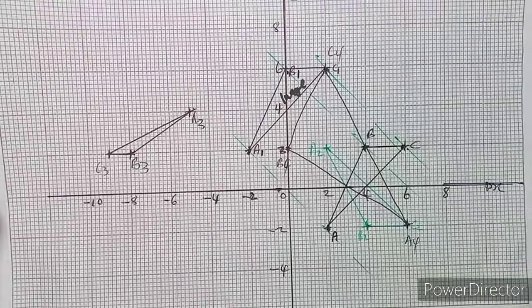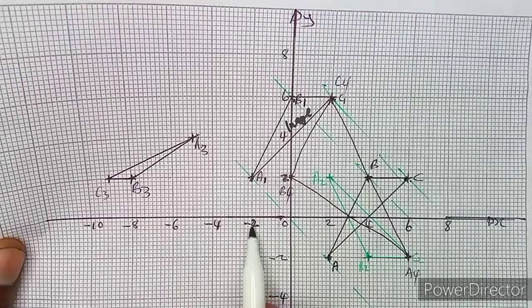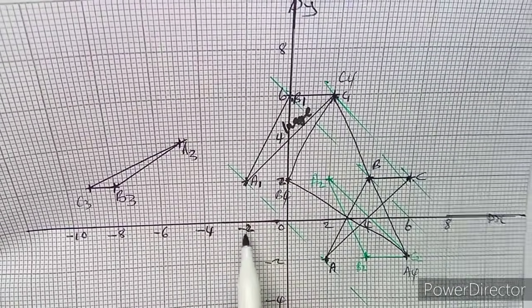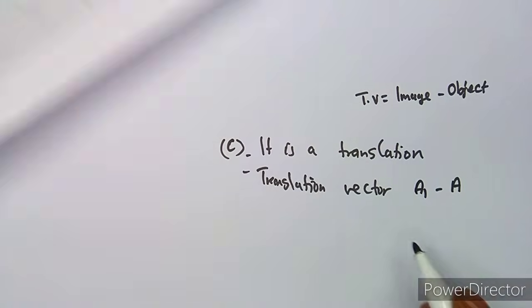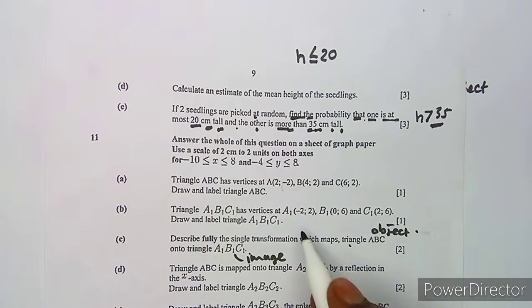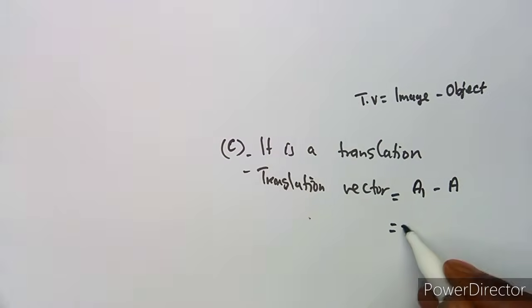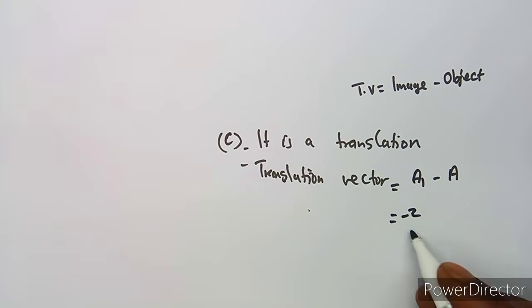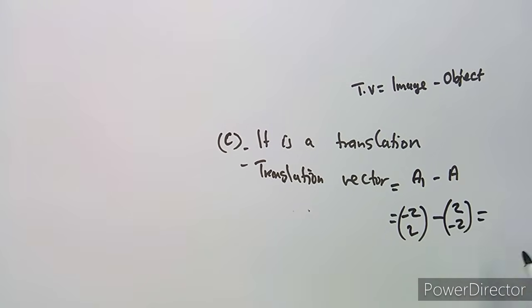If I choose A1 minus A, that means our A1 is this point, minus 2, 2, which we have from those points that were written. If you are confused, you can come back here and take A1 and your A from this point. A1 is minus 2, 2, as long as you are taking corresponding points. Minus A, your A here is 2, minus 2. Just like that, that's your vector.